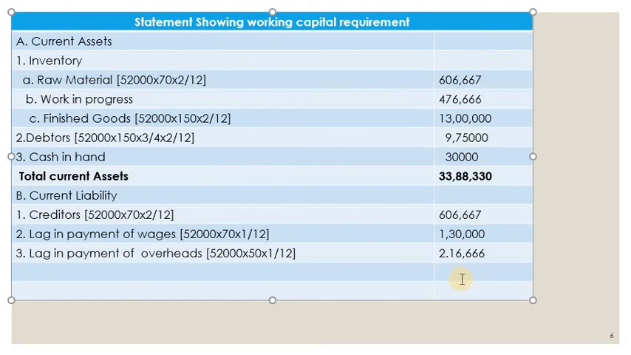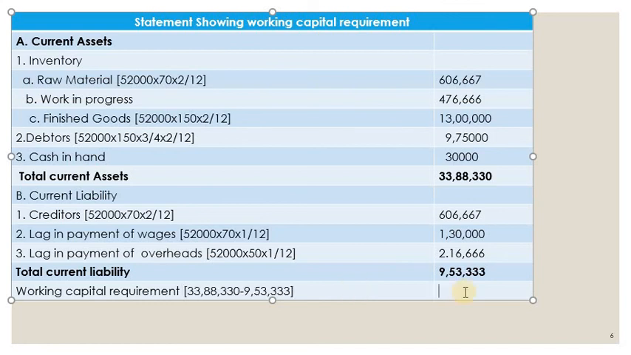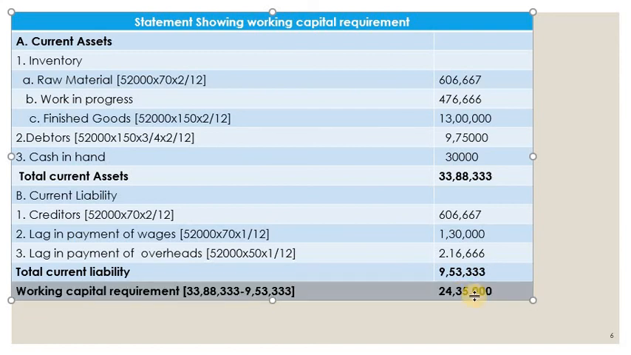So now we can easily find out the working capital requirement. Let's total this. Total current liability is 9,53,333. Therefore working capital requirement is current assets minus current liability, that is 33,88,330 minus 9,53,333. So that is 24,35,000. So therefore working capital requirement is 24,35,000 for the organization.